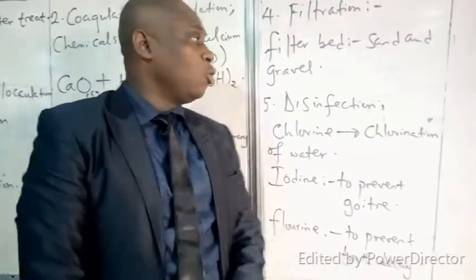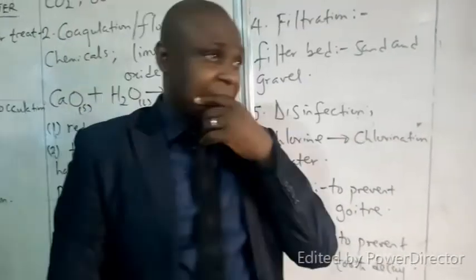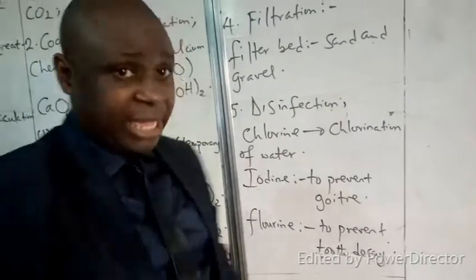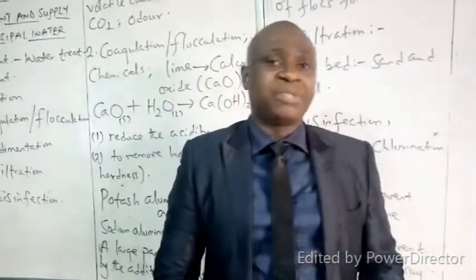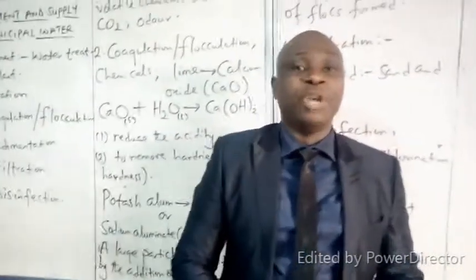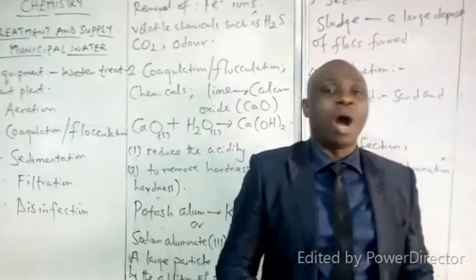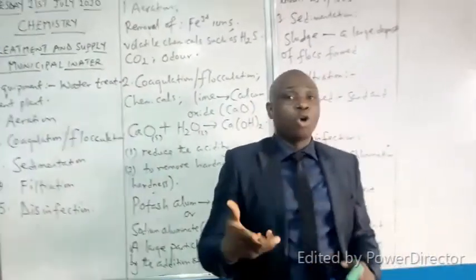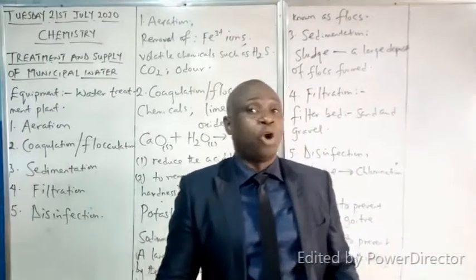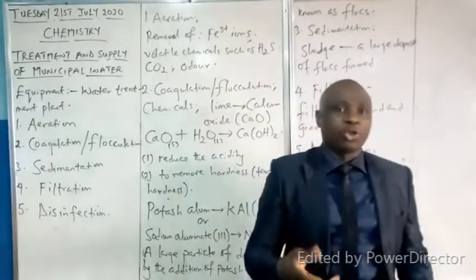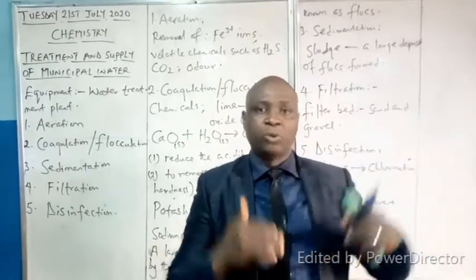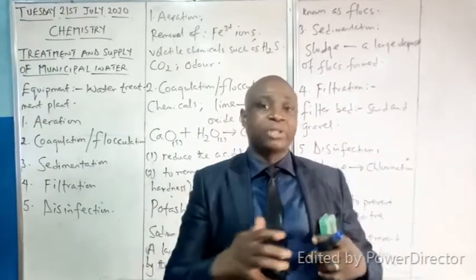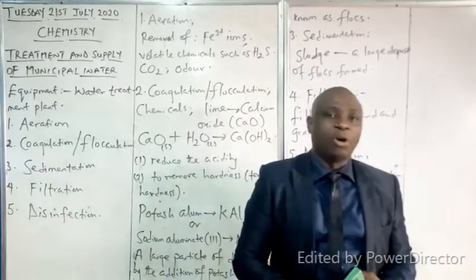So for me to wrap up this class, I'll just give a brief summary of all that I have just explained. Now, in the treatment of water, we have basically 5 stages. The first stage is the aeration. The second stage is the coagulation/flocculation, where coagulants or flocs are formed. And the third stage is the sedimentation, where there is a separation of the water from the large particles that are formed, which settle at the base of the tank.